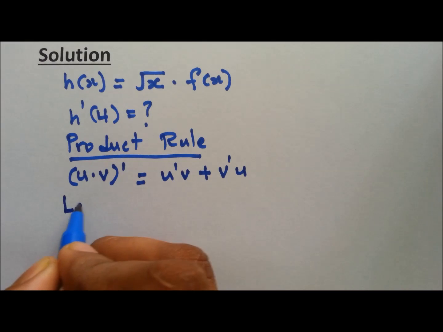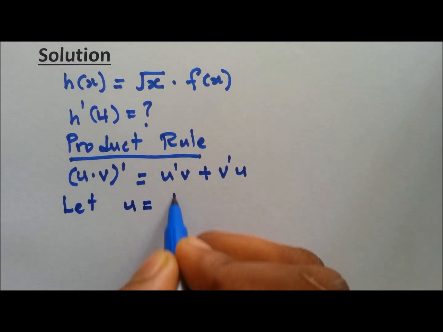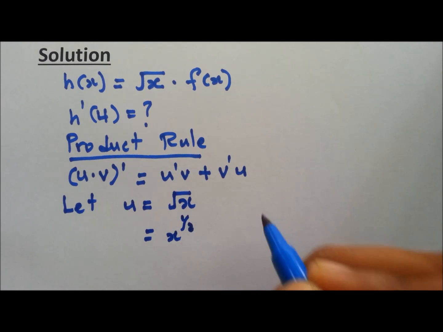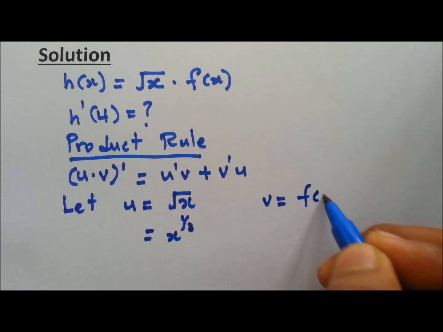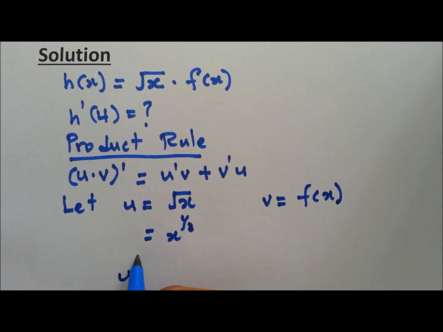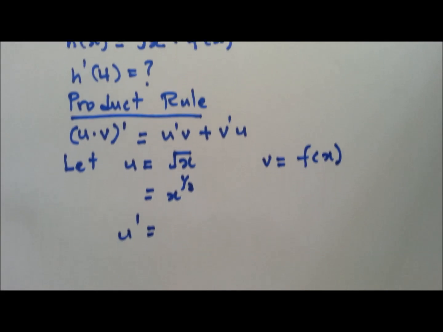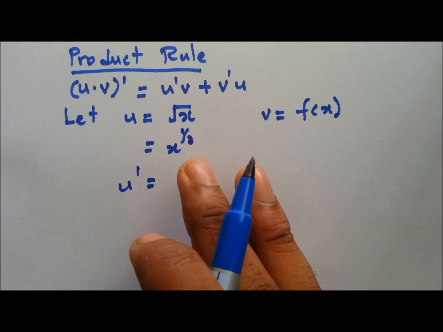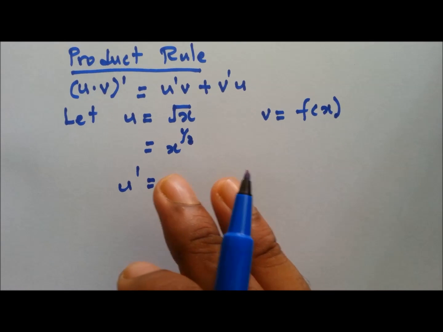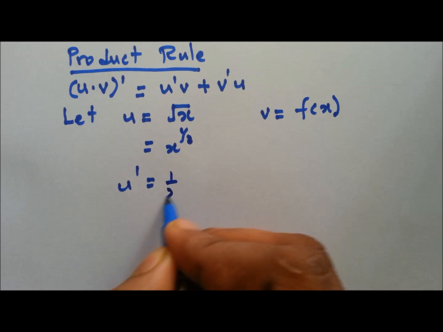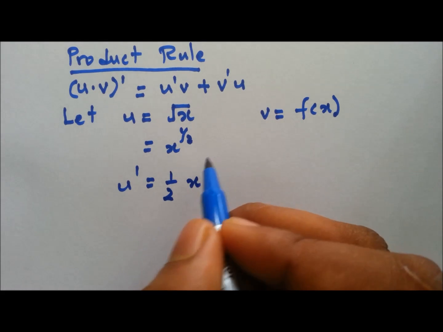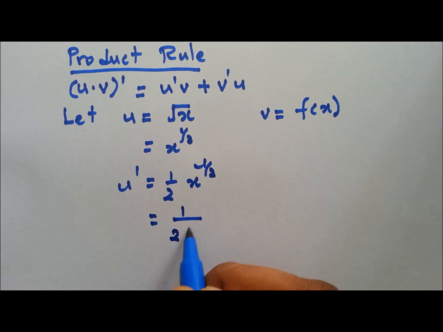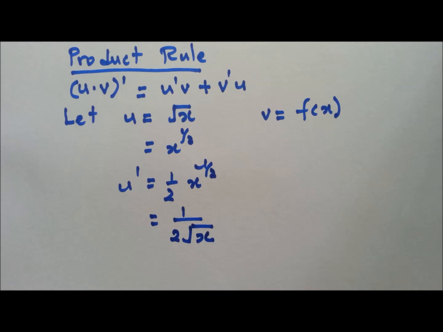So for this case, let u be equal to square root of x. Note that square root of x is the same as x to the power of half, and let v be equal to f of x. Then if I find u prime, that means I need to differentiate x to the power of half. To differentiate x to the power of half, I use the power rule. So let's bring half to the front and then reduce the power by 1. Reducing half by 1, we get minus half. And that is the same as 1 over 2 square root of x.